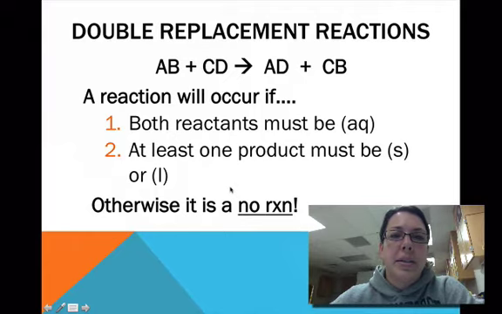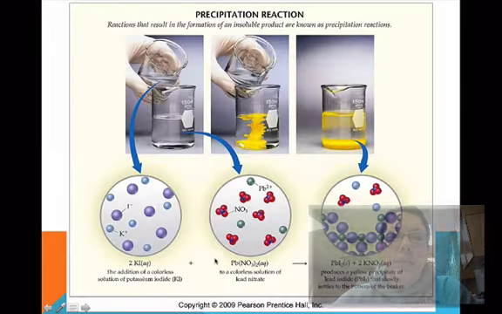They're kind of time consuming when you're trying to figure out if they're going to occur or not, because you have to use the laminated paper, you have to use the solubility table, and you have to look up each reactant to know whether it's soluble or not. And if it's soluble, that means it's aqueous, which is what we're looking for a lot of times.